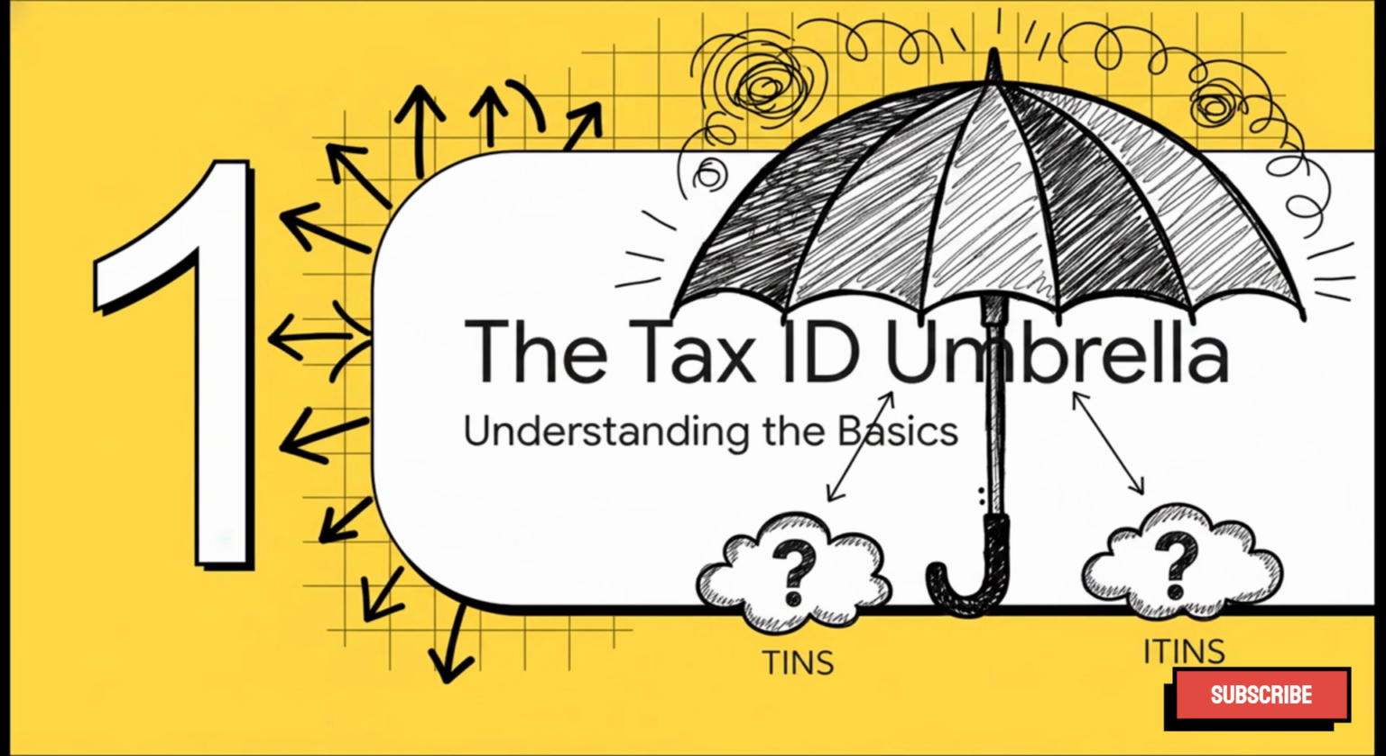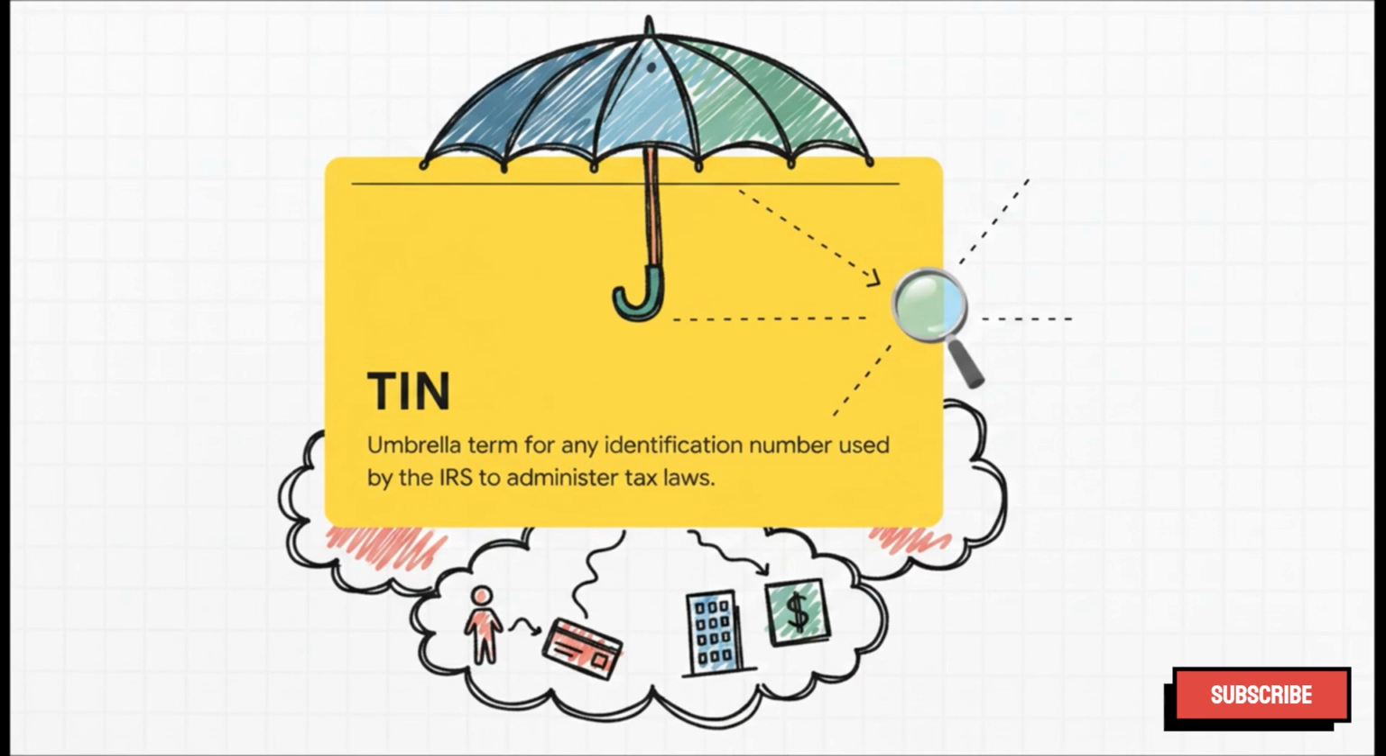Section 1. The tax ID umbrella. Understanding the basics. So here's the absolutely crucial point. A TIN, which stands for Taxpayer Identification Number, isn't actually a single specific number you apply for. Instead, I want you to think of it as the government's broad umbrella term for any tax tracking number. A lot of beginners think a TIN is just one specific thing, or maybe they think it's only for businesses. But no, that's just not true.